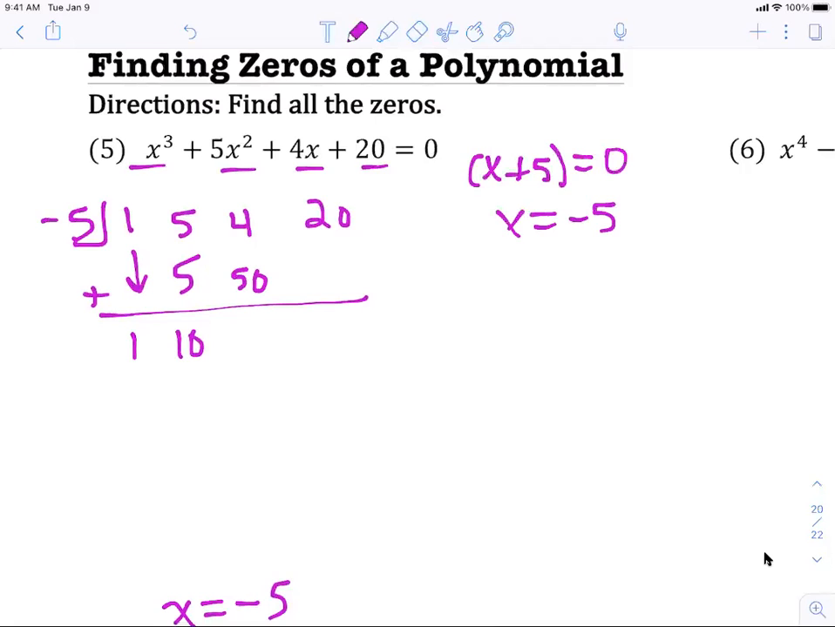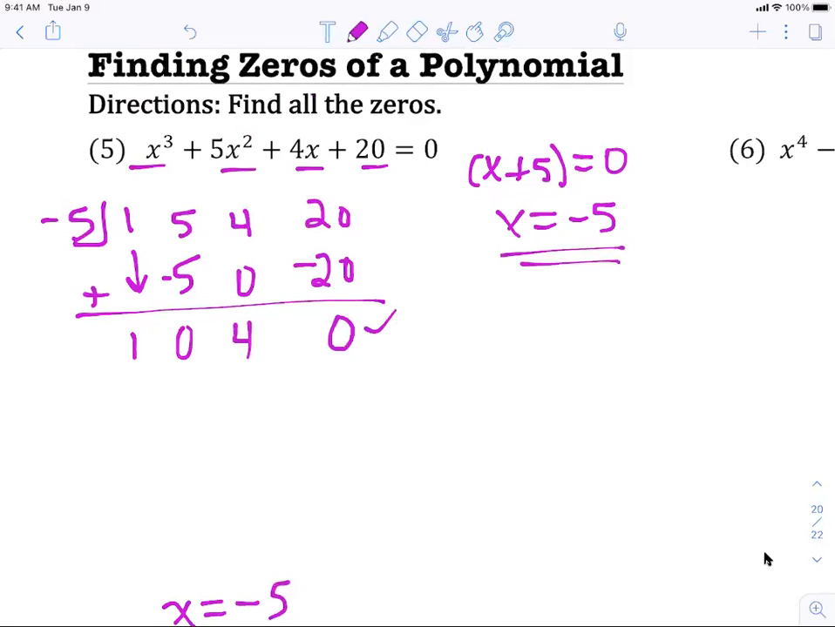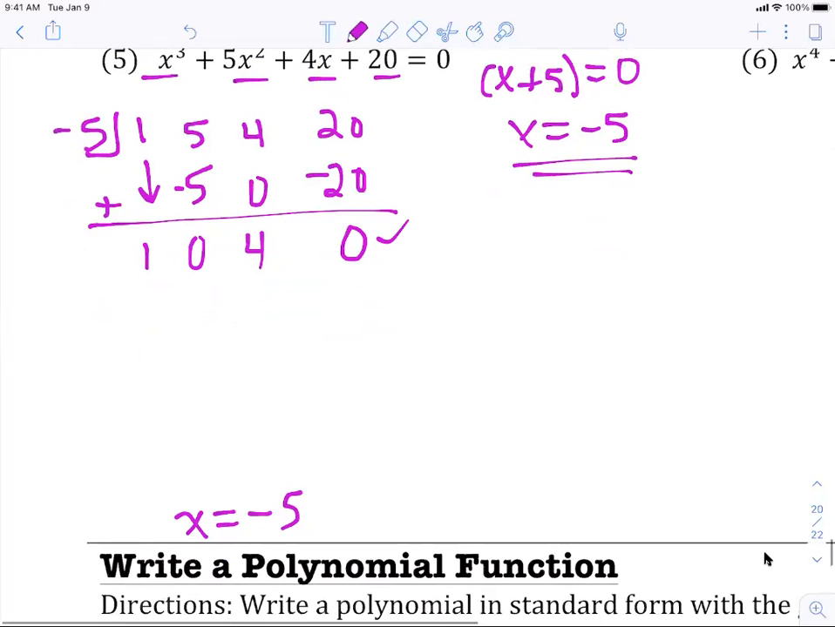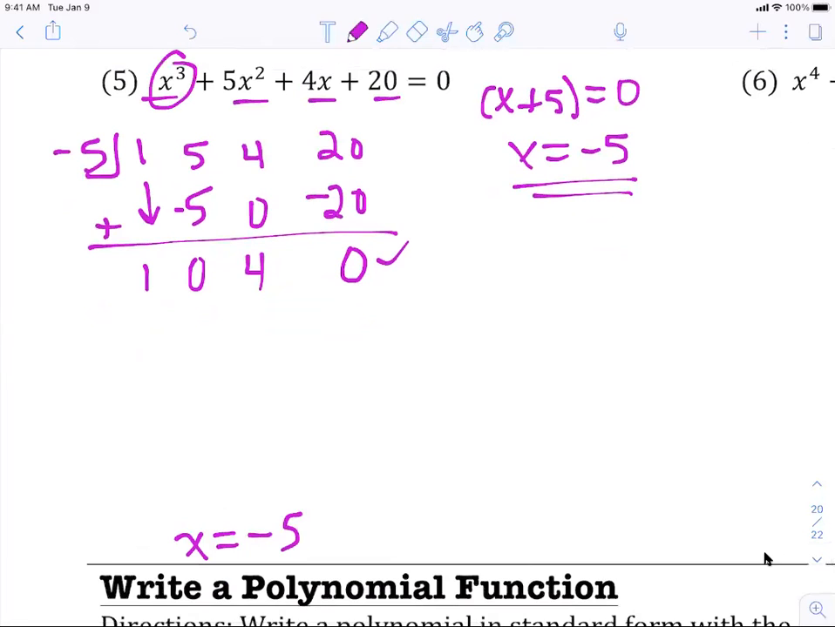So 1 times -5 is going to end up being -5, which is going to make this a 0. -5 times 0 is going to end up being 0. 4 plus 0 is going to end up being 4. And 4 times -5 is going to be -20. Add down, we get 0. Remember, if you know something's supposed to be a factor, your remainder should be 0. So let's see what we're left over with. Basically, I'm going to decrease my degree by 1. So now it's going to be 1x squared plus 0x plus 4.